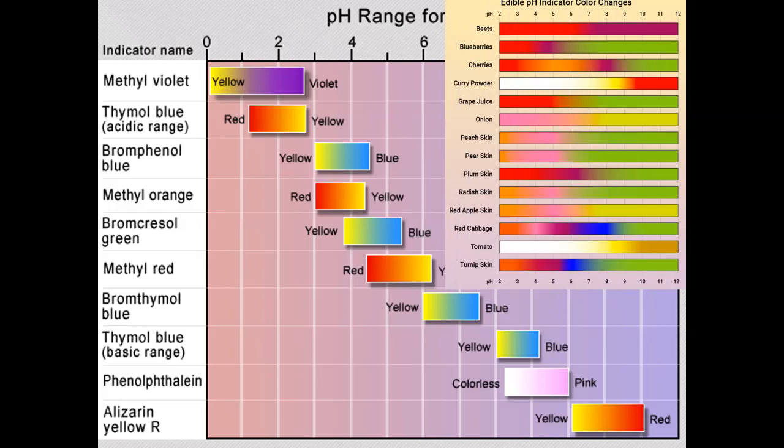I just found this: there are a whole bunch of natural dyes, like turnip skin and grape juice and onions. We're going to do the red cabbage. It's called red cabbage here; I call it purple cabbage, I don't know why. So we're going to do the red cabbage, and you can see the colors. I think I put a little slide in your handout.